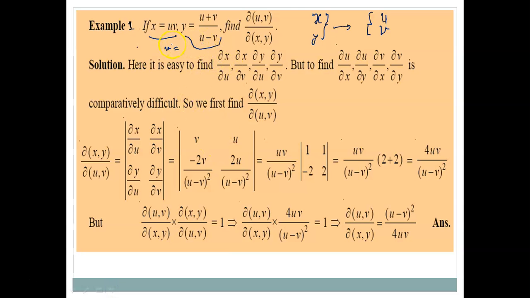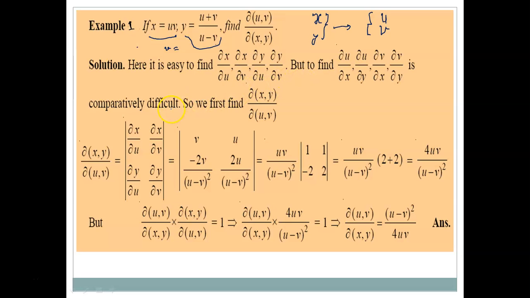So see here what we are doing: we are not obtaining the explicit expression of u in terms of x and y, nor the expression of v in terms of x and y, but we are going to apply property 1. So here obviously from this expression it is easy to find ∂x/∂u, ∂x/∂v, and similarly from this expression it is easy to obtain ∂y/∂u and ∂y/∂v. So we can find ∂x/∂u, ∂x/∂v, ∂y/∂u, ∂y/∂v.